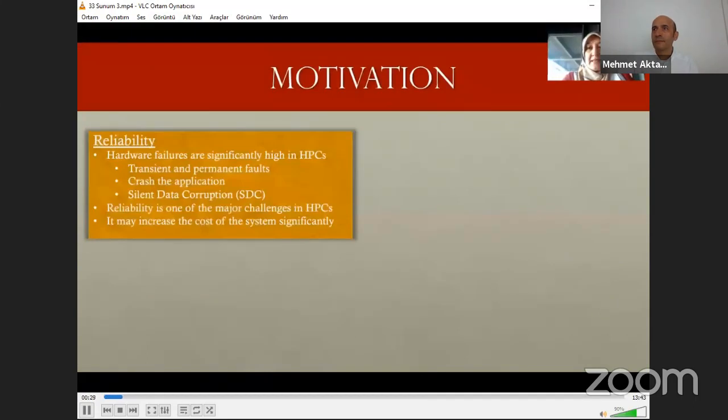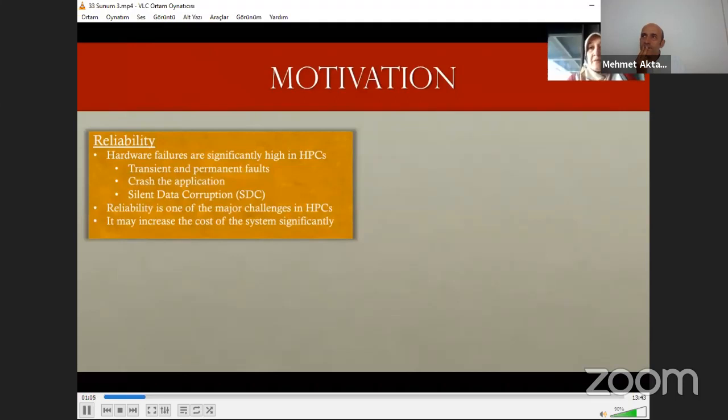As a motivation of this study, first of all, reliability is an important issue in HPCs because hardware failures are significantly high in HPC systems. When we say hardware failures, we mean transient and permanent faults. And they may cause a crash of the application if they are not detected and corrected, or they may cause some silent data corruptions, meaning that the application ends, the result would be incorrect and nobody can recognize it. And that's why reliability is one of the major challenges in HPC systems.